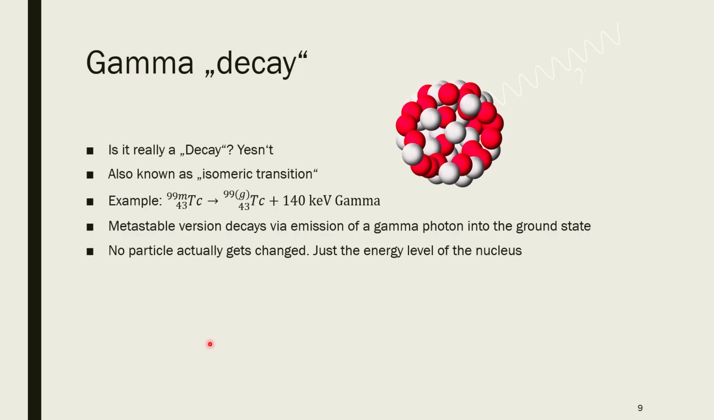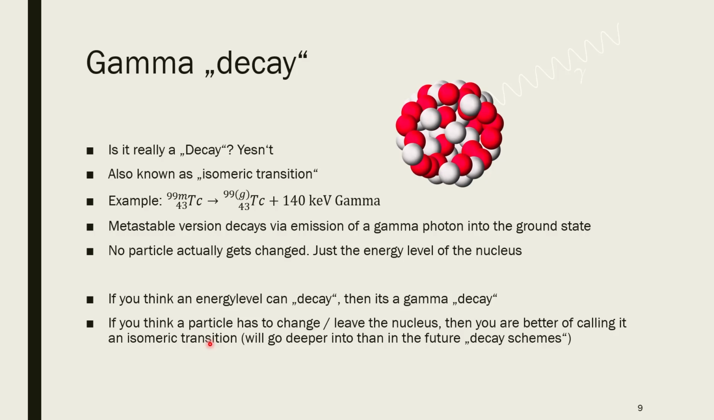And no particle actually gets changed. So it's just energy in terms of high energy photons, and just the energy level of the nucleus is decreasing. So if you think an energy level is something that can decay, you can call this a gamma decay. If you think particles have to change or have to leave the nucleus, you are better off calling this an isomeric transition. We will get to that deeper when we talk about decay schemes.